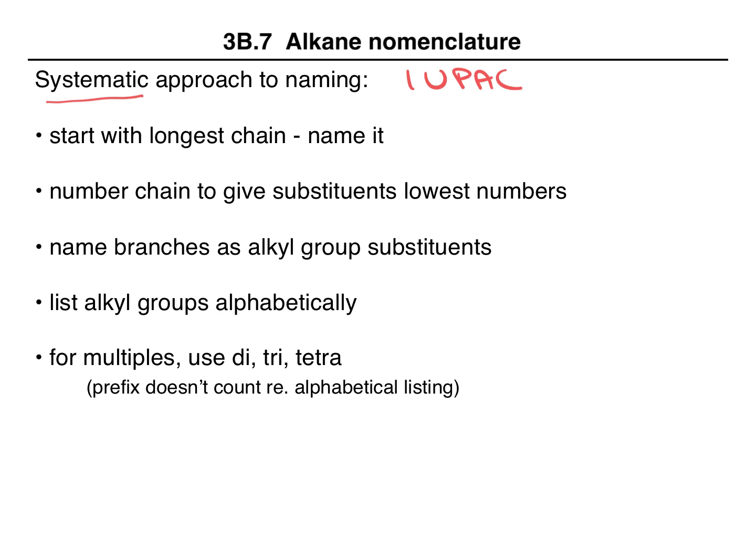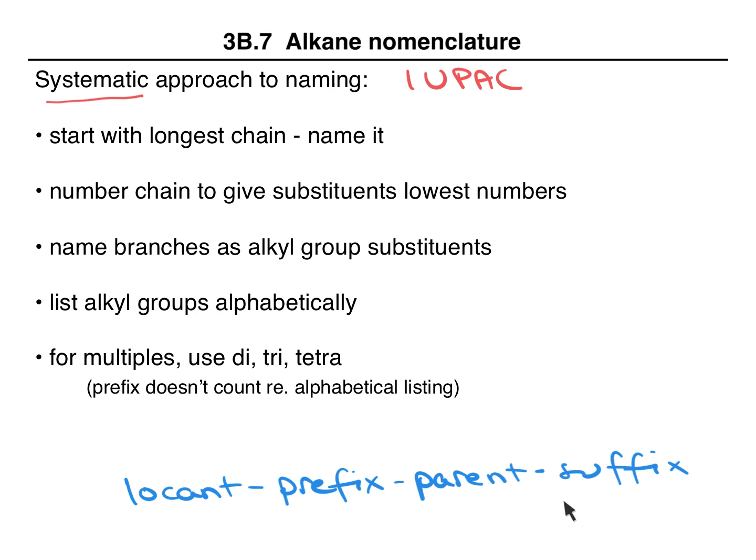The basic system is that you are going to have a locant, followed by prefix, followed by parent, followed by suffix. Now, the suffix, this is what we had already mentioned. We would use -ane to indicate that it's an alkane. The parent gives us information on how many carbons we're talking about. So this would be the meth, eth, etc. These are going to become obvious as we look at some examples.